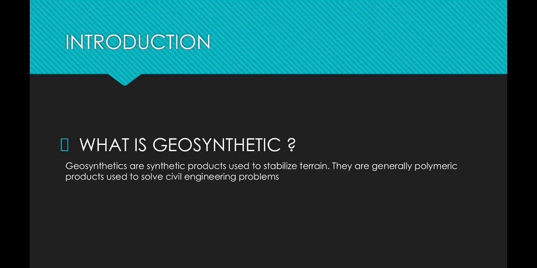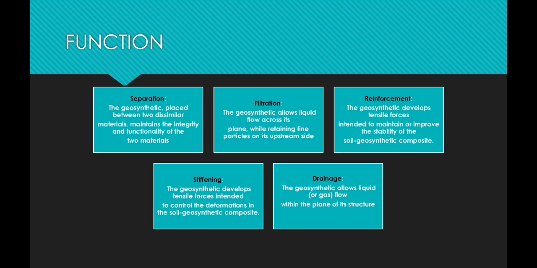Introduction. What is geosynthetic? Geosynthetics are synthetic products used to stabilize terrain. They are generally polymeric products used to solve civil engineering problems. There are 5 functions of the geosynthetics.